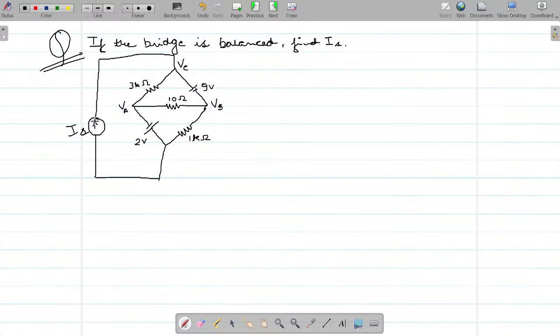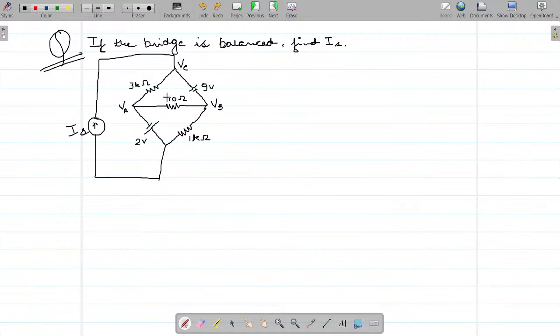Now, in this question, how are you going to approach the question? You are already given the fact that the bridge is balanced. So if the bridge is balanced, what are the few things that you know? First thing that we know is the ratio of resistance would be the same. But this time you are not given any resistance here.